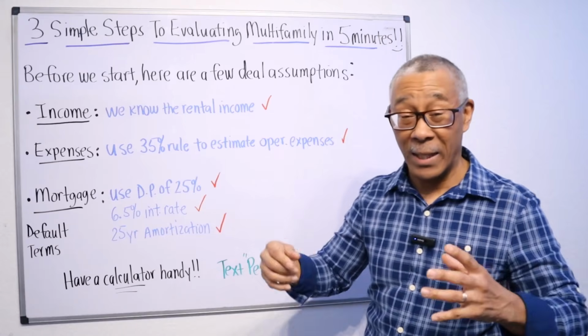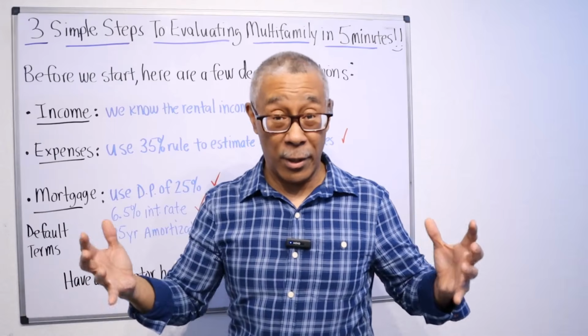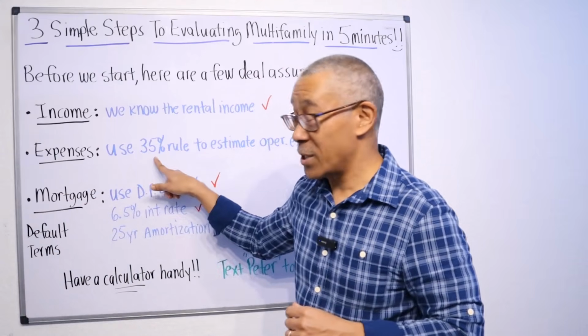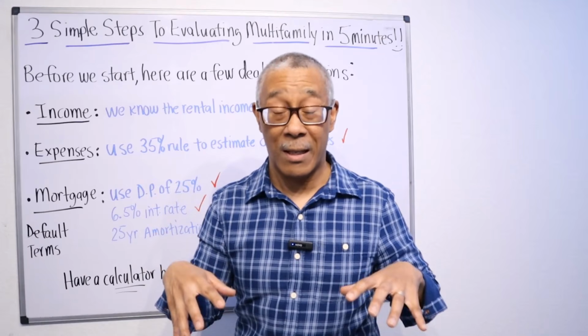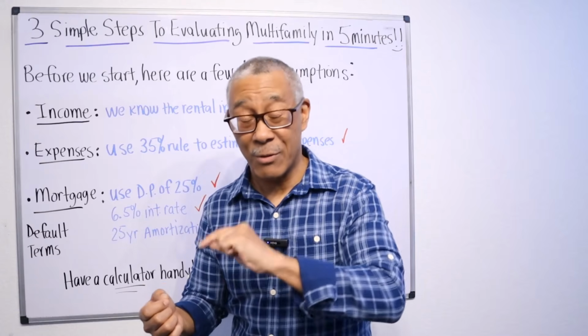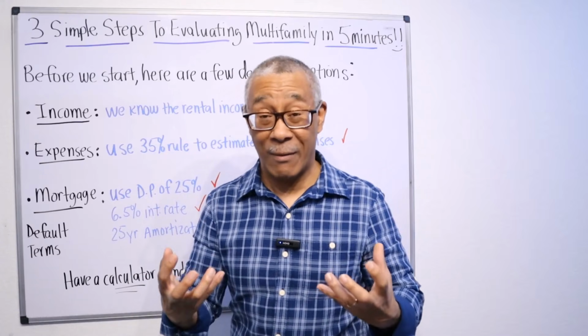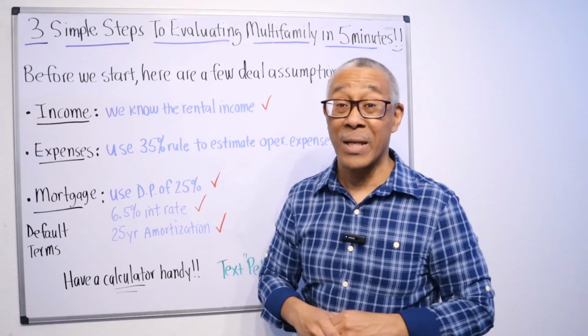Here's a quick example. Let's say you have rental income of $100,000 for the year. You're going to use a 35% rule. So we're going to take 35% of that rental income of $100,000, right? And that will be $35,000. So 100,000 times 35% is $35,000 per year for operating expenses. That is the 35% rule, okay?